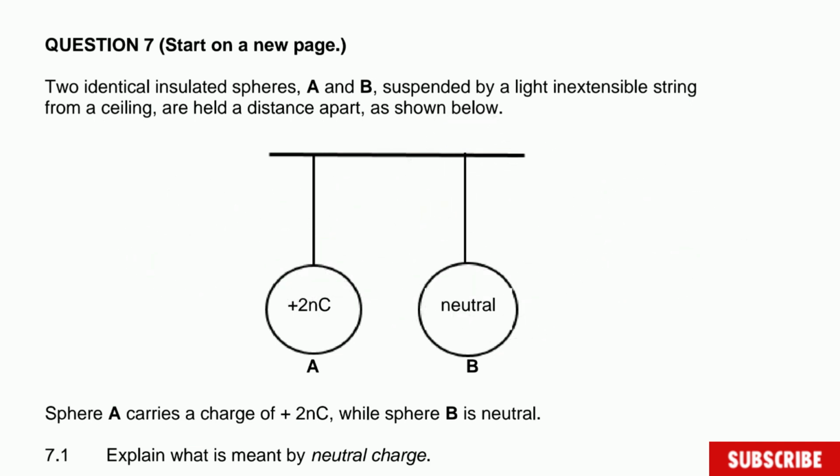This question states: two identical isolated spheres A and B, suspended by a light inextensible string from a ceiling, are held a distance apart as shown below, and you have two charges. As you can see, one of them is positive 2 nanocoulomb and the other one is neutral. Sphere A carries a charge of positive 2 nanocoulomb while sphere B is neutral.